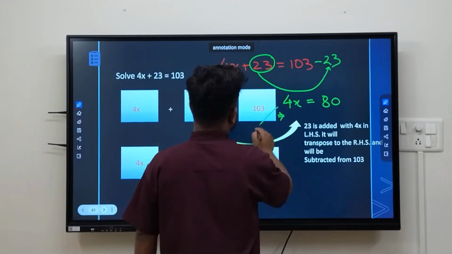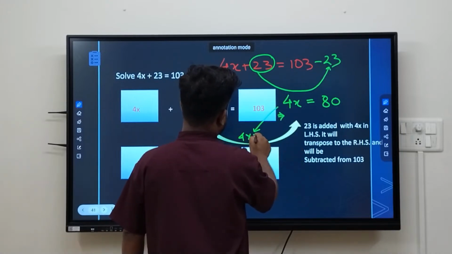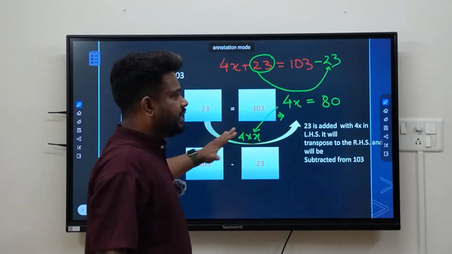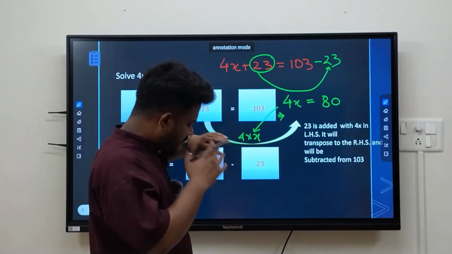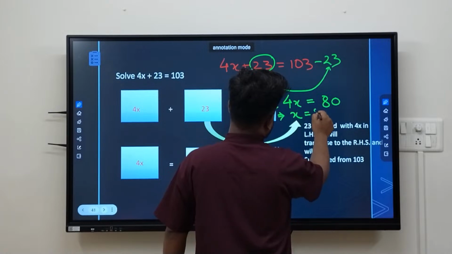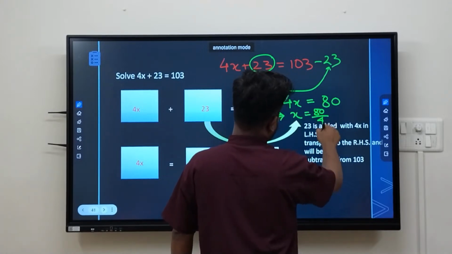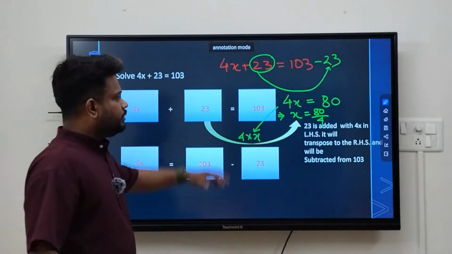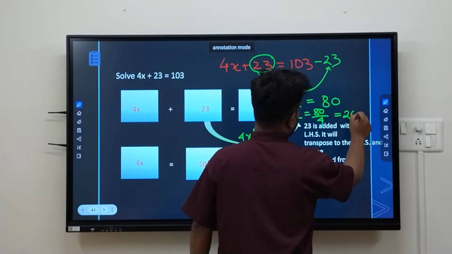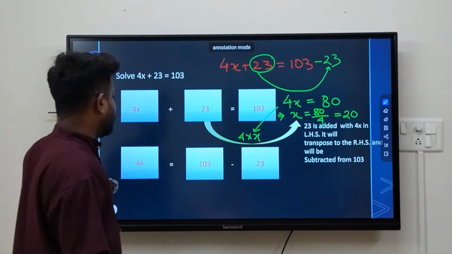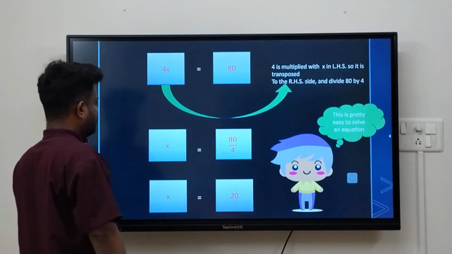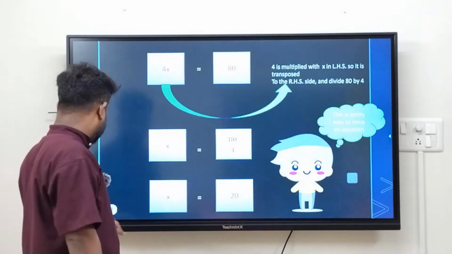and 4x means 4 into x. So these two are in a multiplicative operation, so we just take the 4 down, divide 80 by it, and make it 20. Okay, so the answer will be 20. Yes, just like this one.